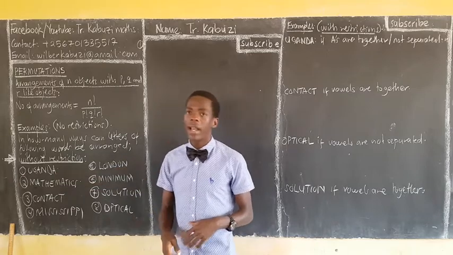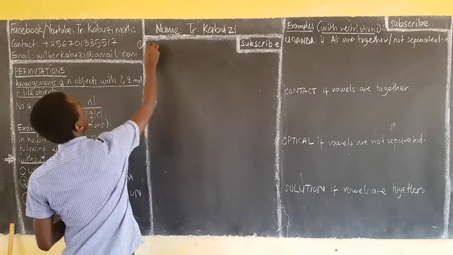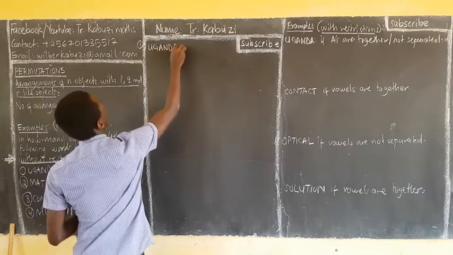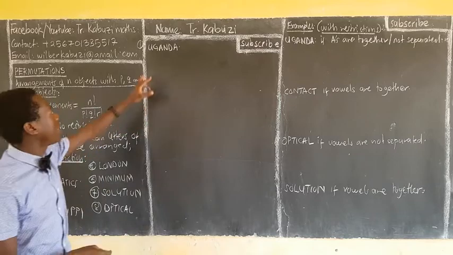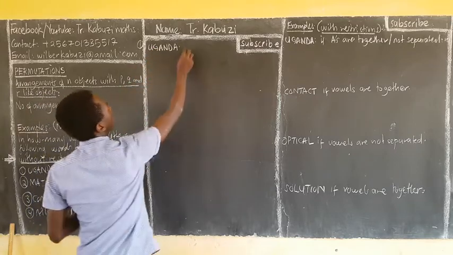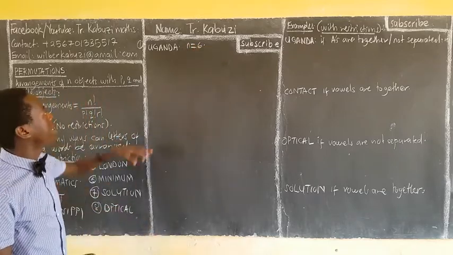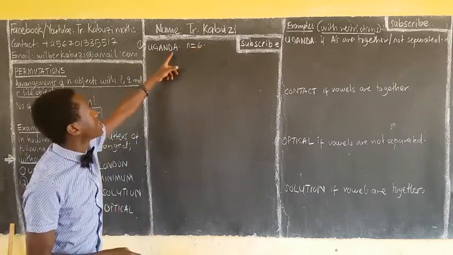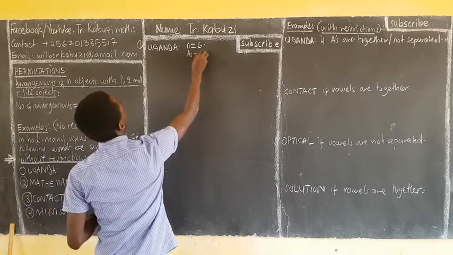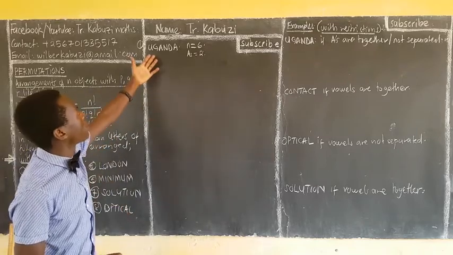When I give you the word Uganda, how many letters are there? You count them: 1, 2, 3, 4, 5, 6. So the letters are 6. How many are repeating? You see that the A's are repeating 2 times. Is there anything else repeating? No.